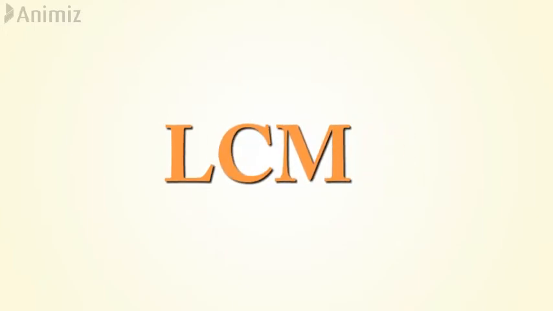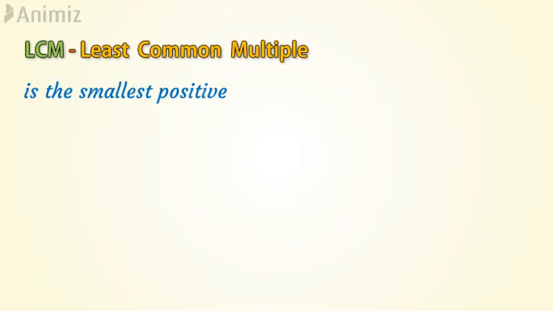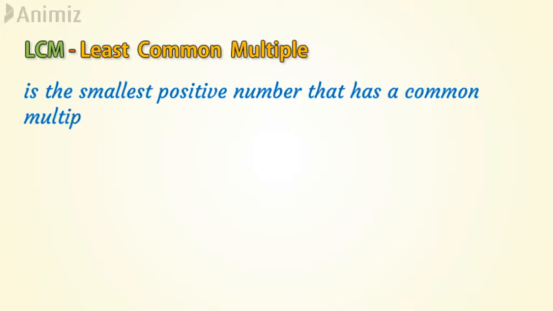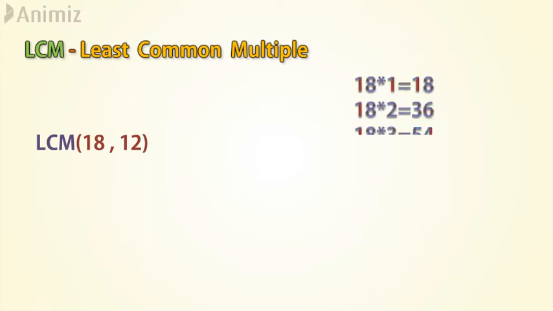In this video, we are going to see what LCM is. LCM, or least common multiple, is the smallest positive number that is a common multiple of two or more numbers. Now, we are going to find the LCM of 18 and 12. For that, we should know the multiples of 18 and 12.